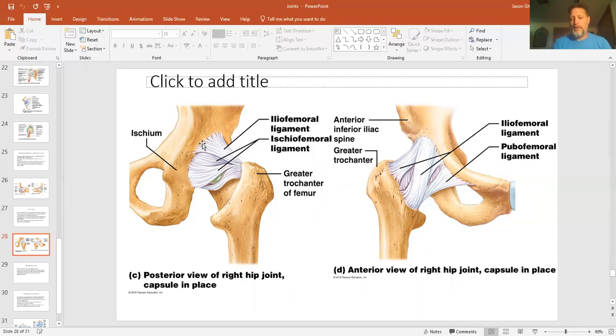We have ligaments that hold them together, and the ligaments are named after the bones that they attach to. So the iliofemoral, from the ilium to the femur. We have an ischiofemoral, from the ischium to the femur. This is a posterior view. In an anterior view, you're going to have a pubofemoral, from the pubis to the femur. Okay, and there's the greater trochanter, lesser trochanter, and the neck of the femur here and through here. And this is usually what is broken when somebody says they broke a hip.